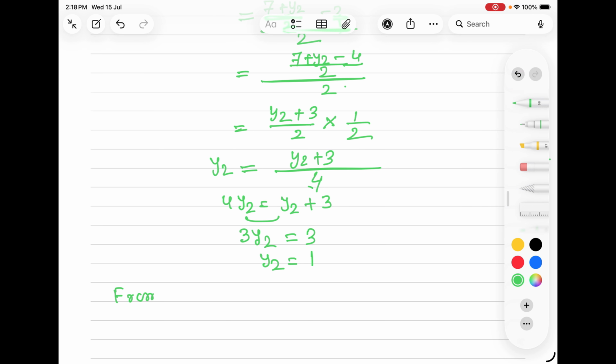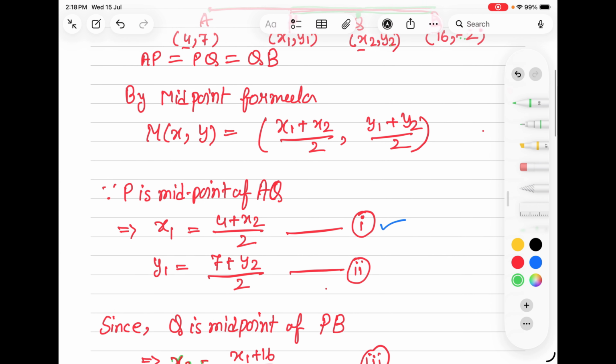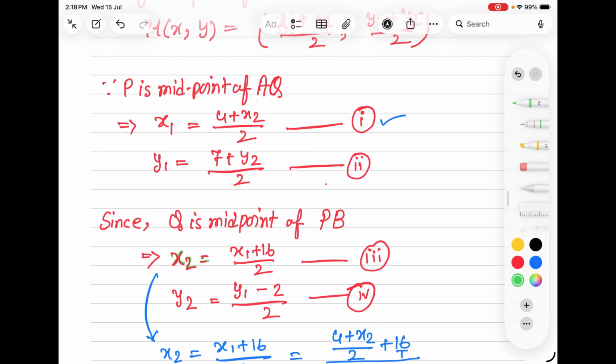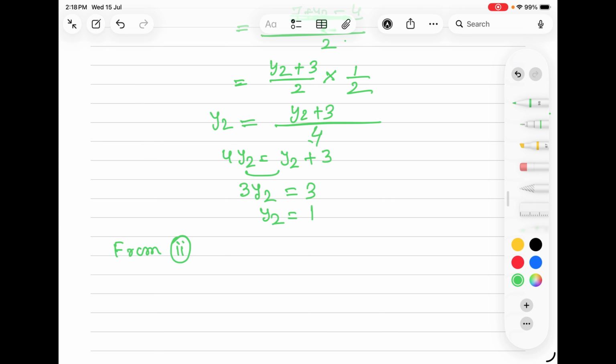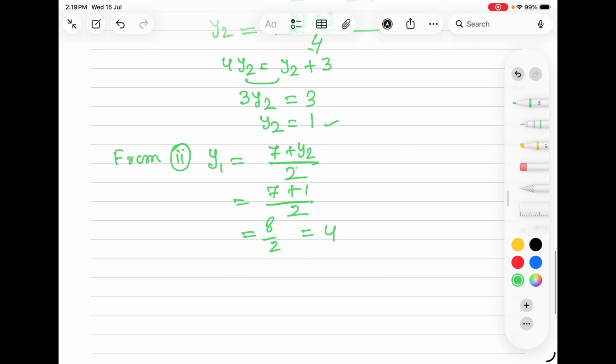From equation number 2. What is equation number 2? 7 plus y2 by 2 equals y1. Substitute the value of y2 here. y1 equals 7 plus y2 by 2, which equals 7 plus 1 by 2, equals 8 by 2, equals 4. So y1 gets 4. This is y1 and this is y2.